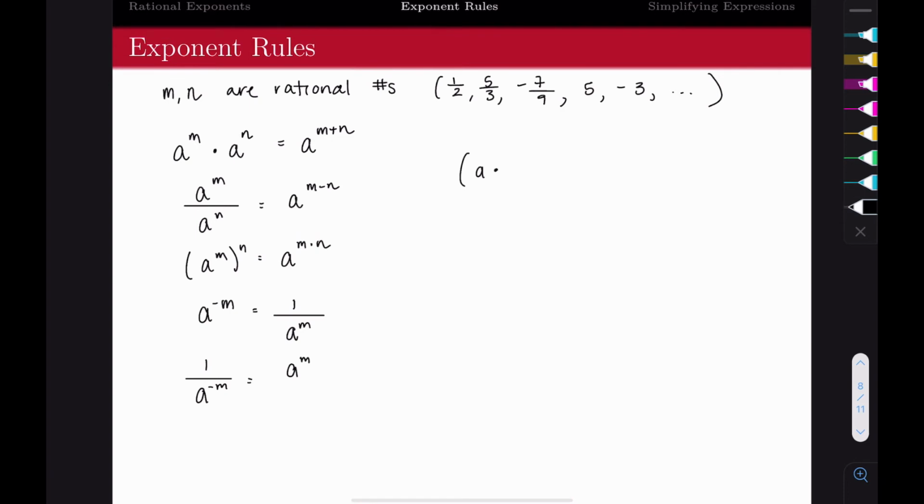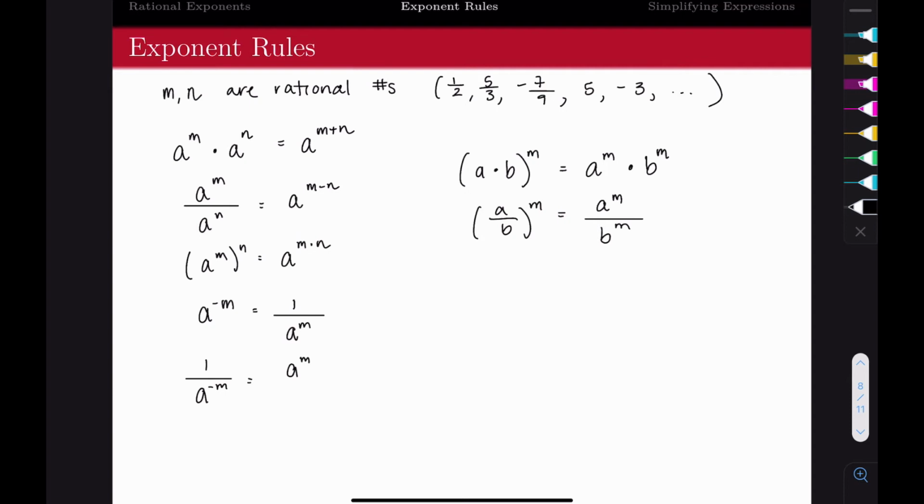When you have two things being multiplied, raised to a power, you can go ahead and distribute it to those things. Only works when it's multiplication or when two things are being divided. So we can distribute that exponent.